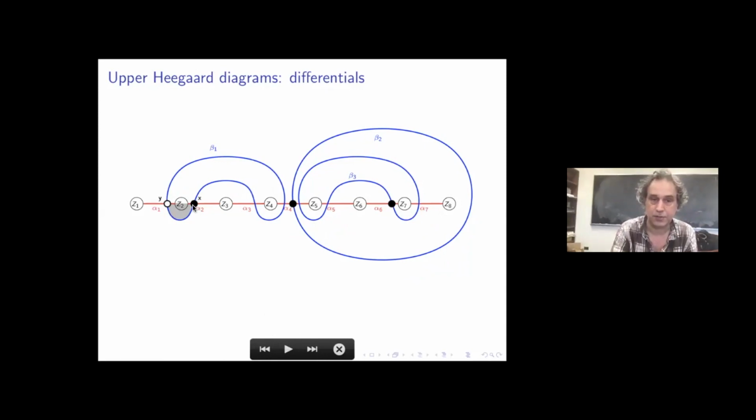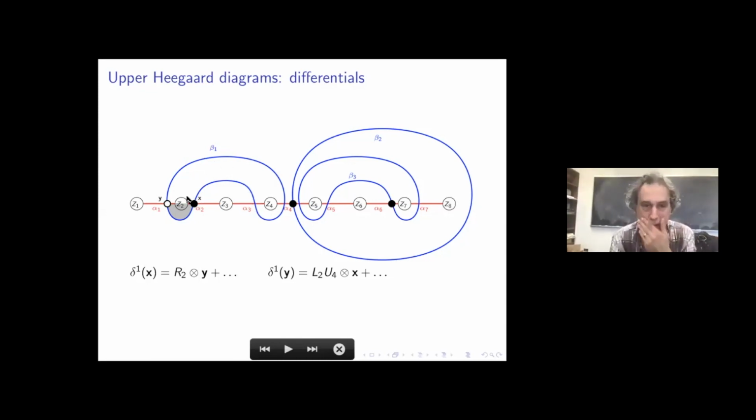Then there's a little bigon that goes from X to Y. And well, it's just a bigon. And the way I'm going to record that bigon is to say that the differential of X is R2 times Y. So R2 is recording the fact that I'm moving to the left along this alpha arc. R stands for left. Okay. Another differential that you see is a differential from Y that goes back to X, which is another bigon, and it covers this Z4 dot. So then I'm supposed to imagine the top of this is shaded, and what we have is that the differential of Y is L2U4 times X. So L2 comes from the top of this Z2, and the U4 comes from covering all of this Z4. Okay, is that sort of clear enough?